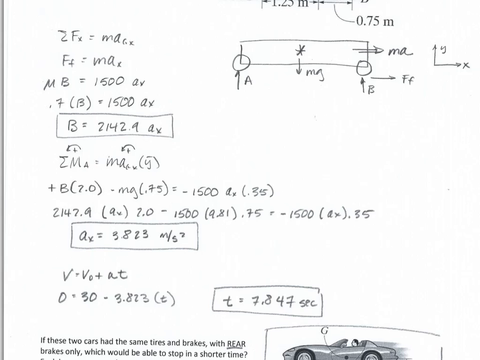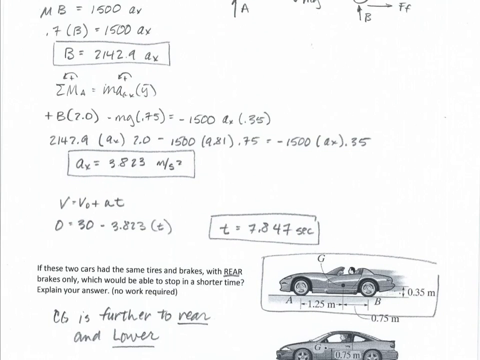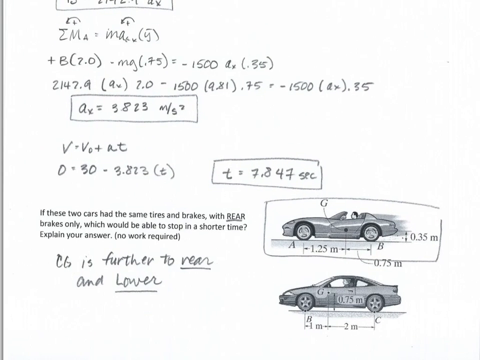And then we'll use the constant acceleration equation here to find out how much time it takes to come to a stop. All right, and then again the same basic question at the bottom is if these two cars had rear brakes, and by the same kind of analysis that we did in the previous question about front brakes, the farther back the CG is from the front and the lower the CG is, the better rear brakes will work. So two scenarios again. If it's lower and farther back, it will tend to work better with rear brakes.